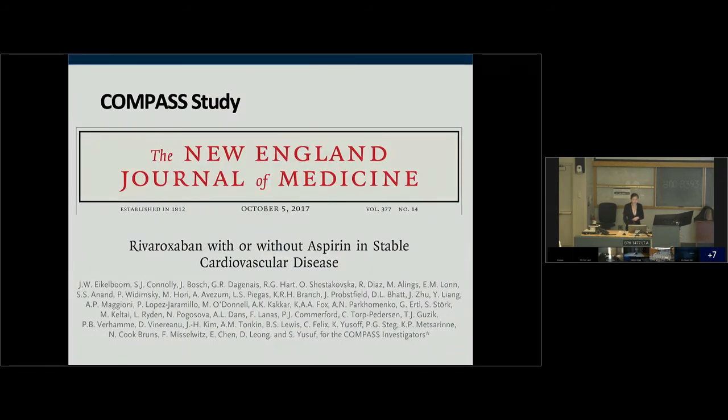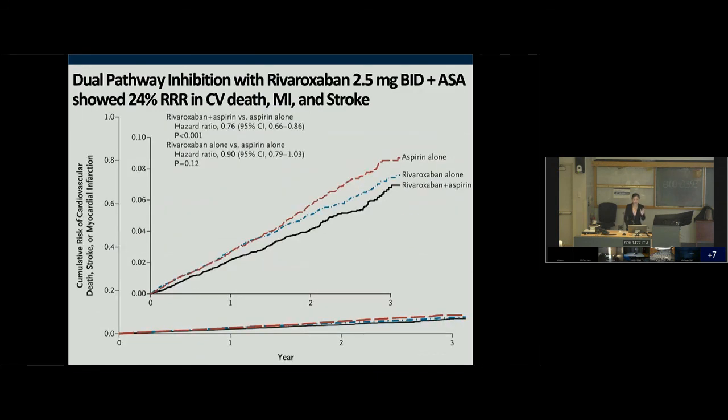So the next study that I'll talk about is the COMPASS study, which basically tries to address that issue by using an oral anticoagulant, rivaroxaban, but a lower dose. So instead of 20 milligrams or 15 milligrams once daily, it's 2.5 milligrams twice daily. And they looked at a huge population, 27,000 patients with CAD or PAD. And they found that if you were to use dual pathway inhibition, so that's with rivaroxaban plus aspirin, that you can decrease MACE compared to aspirin alone by a relative risk reduction of 24%.